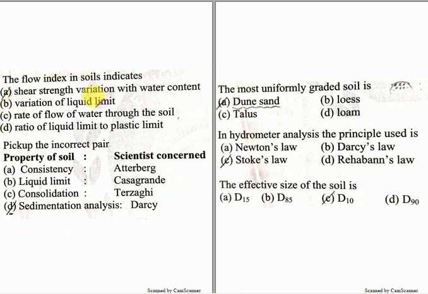Flow index of the soil indicates what? Flow index is the shear strength variation with respect to water content.